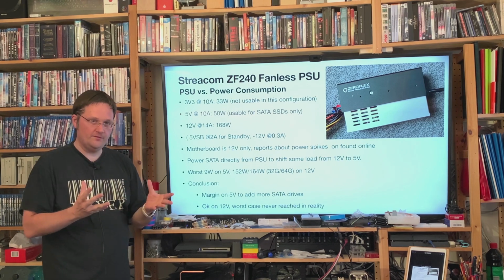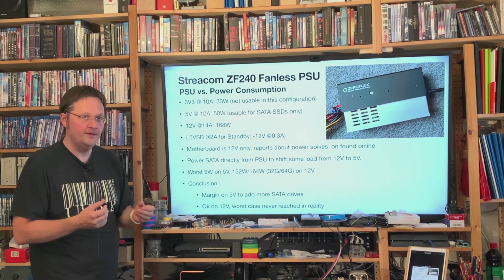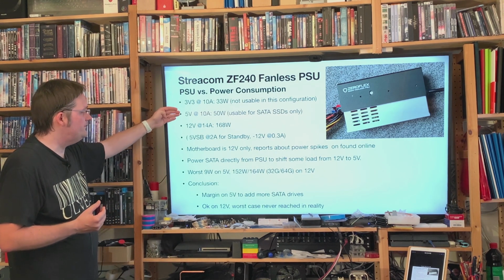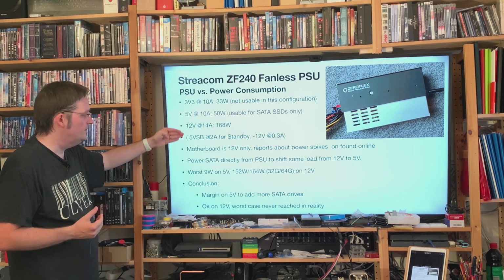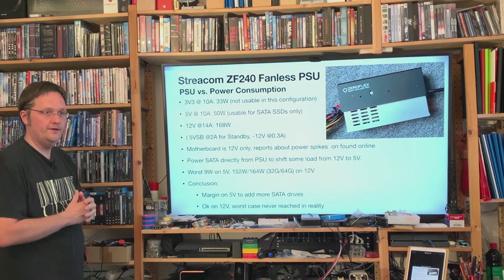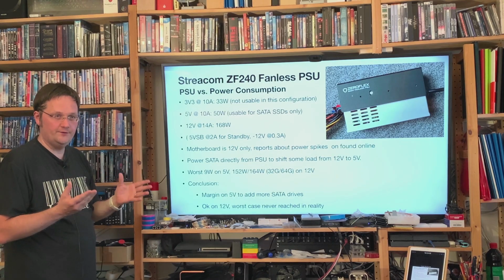The Streacom power supply is rated at 240 watts, but if we look in more detail, it actually specifies 3.3 volts, 5 volts, and 12 volts, plus standby voltages and minus 12 volts, which are not relevant too much. The 3.3 volts we are not using in that system.